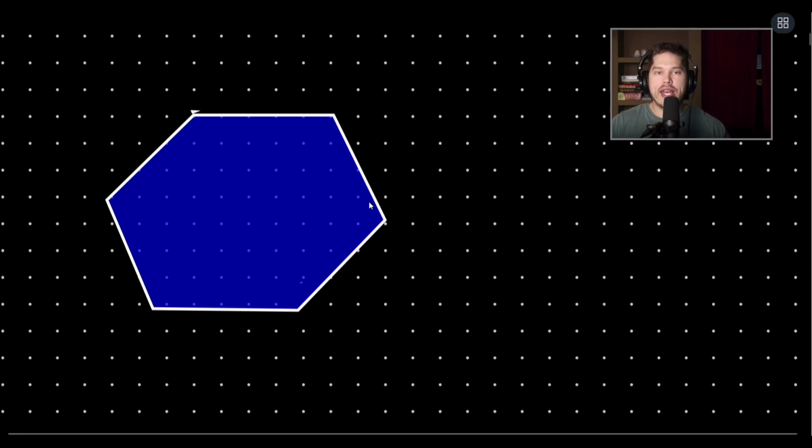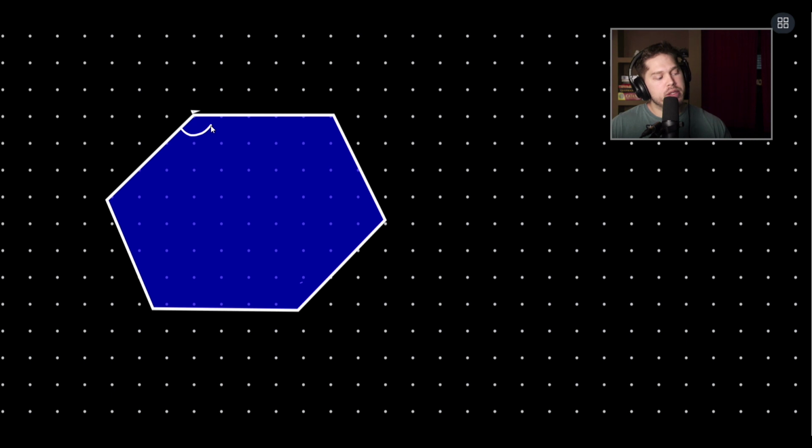And how can we figure out what is the total interior measurement for this hexagon? Now remember, what exactly am I looking for? Well, I want to know what all 6 of these angles added together will equal. That's what I'm talking about when I'm asking for the total interior angle measurement. So how can we figure this out?